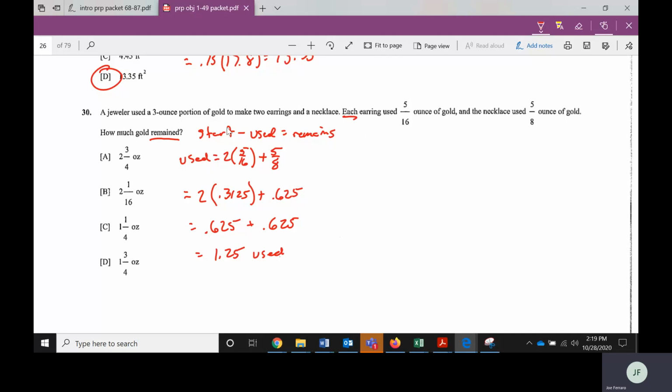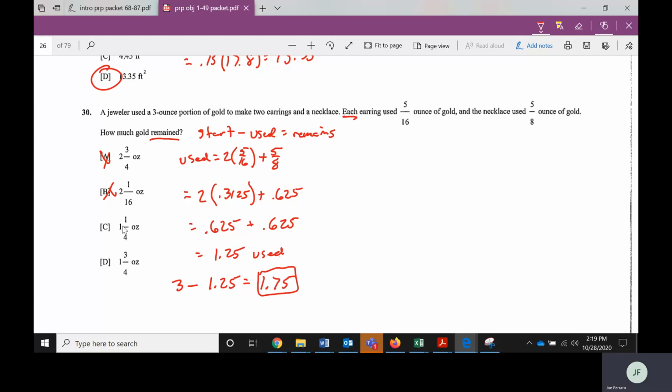Now, if you look here, what we said, we're going to take what we start with, subtract what we used, and that's going to equal what remains. So we're going to take 3 minus 1.25. That's going to give us 1.75. Now again, some of you might be able to look at this right away, know exactly what that is as a fraction. Some of you may not. But the first thing, it has a whole number of 1. So these two are out.